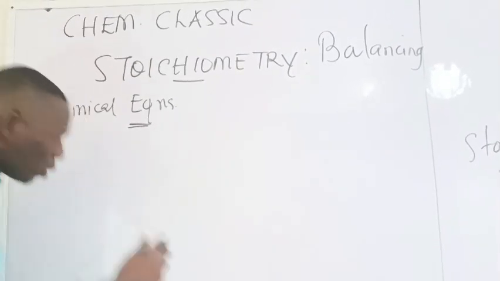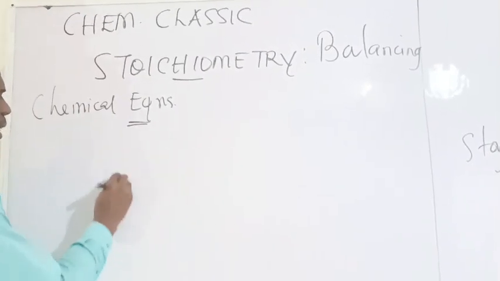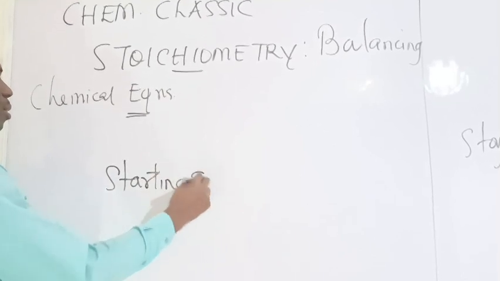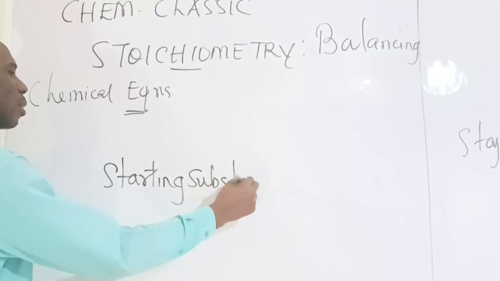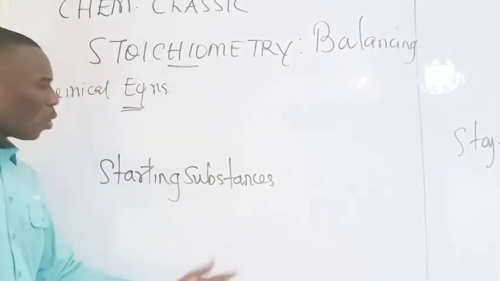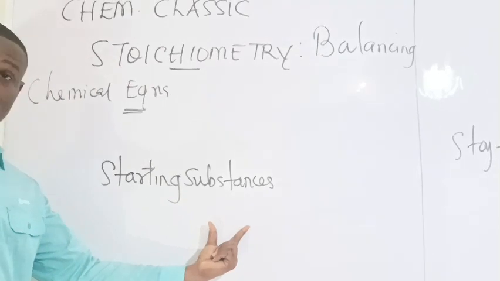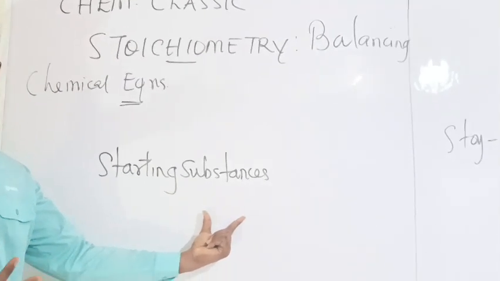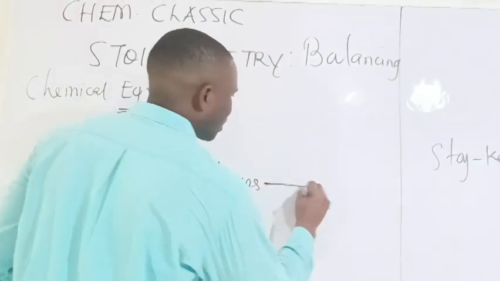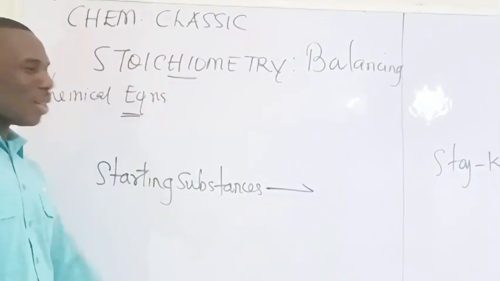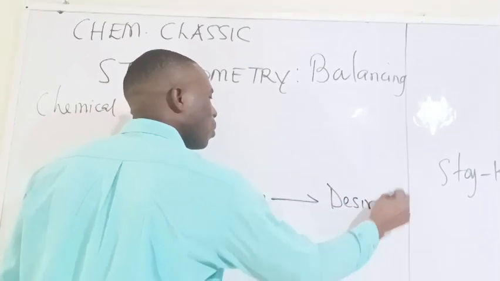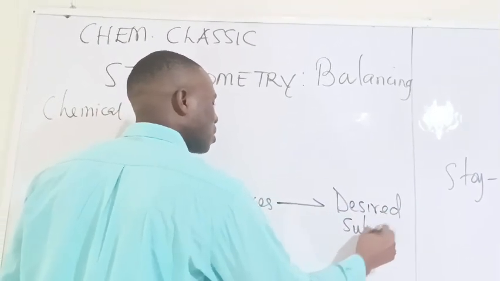Now, in a chemical reaction, you find starting substances, which are placed under some conditions. Take, for example, heat, light, etc., that forms or that goes to what we call the desired substances.